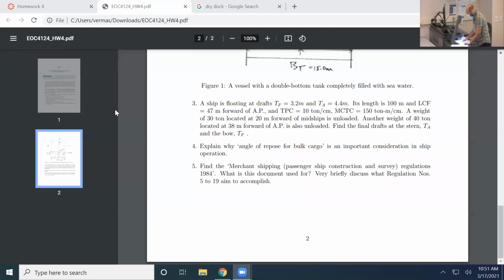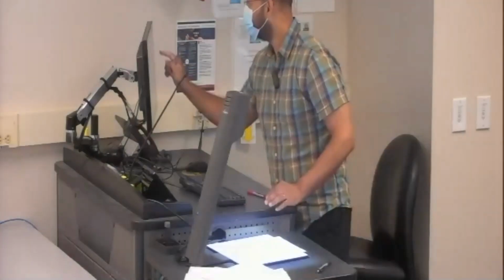LCF is given. Okay, and you put what? Weight, 30 ton at 20 meter forward of amidships, and weight of what? 40 at 30 meters from aft. Okay, so let me.